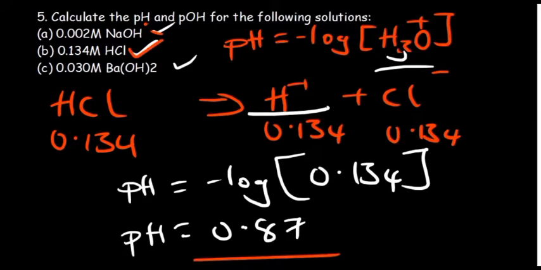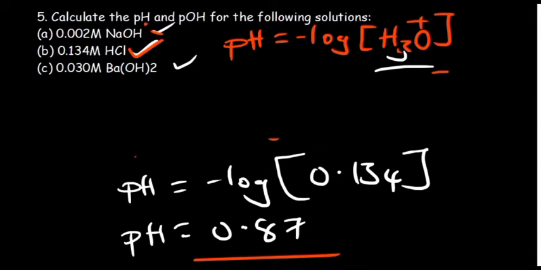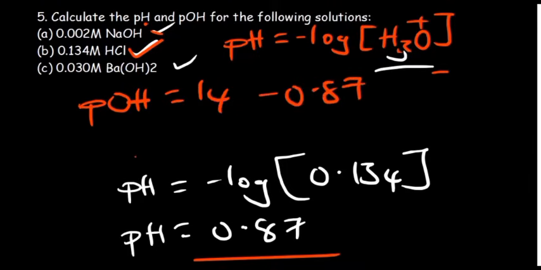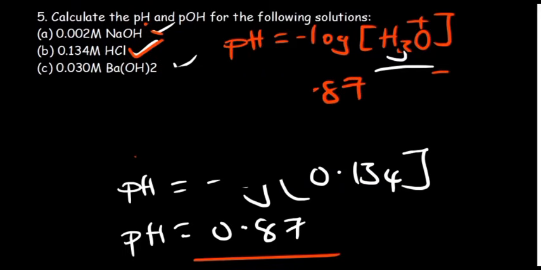It makes sense. So our pOH on the other hand is basically going to be, remember we said pH plus pOH is equal to 14. So therefore our pOH is going to be 14 minus the pH, which is 0.87. So 14 minus what? What we have is 13.1. So what we found there is our pOH for that solution.